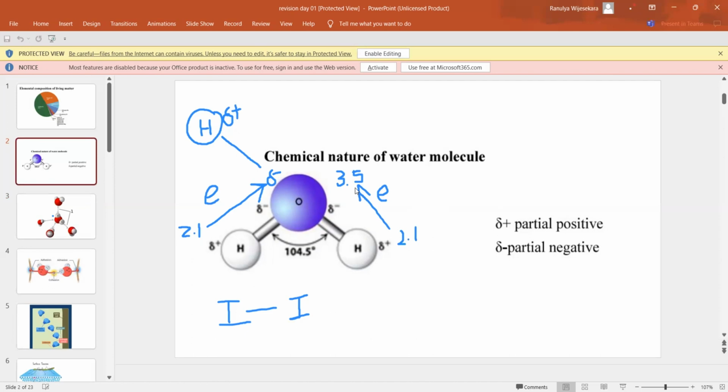So you can copy down this diagram into your MCQ point and under that you can write down: water molecule is small, polar and angular molecule.